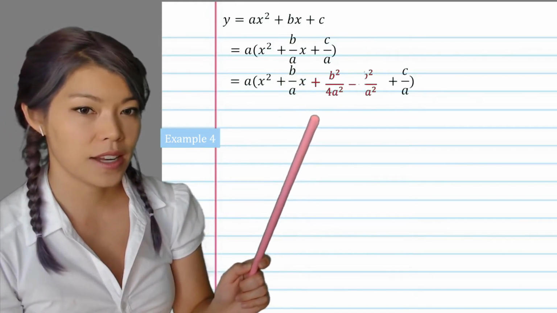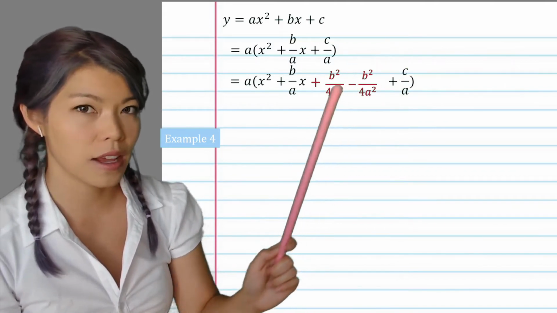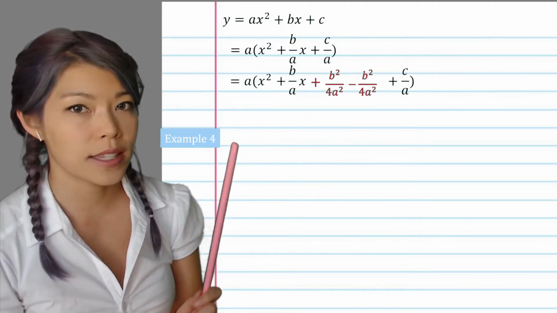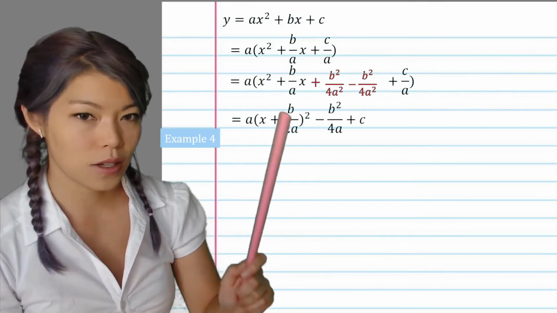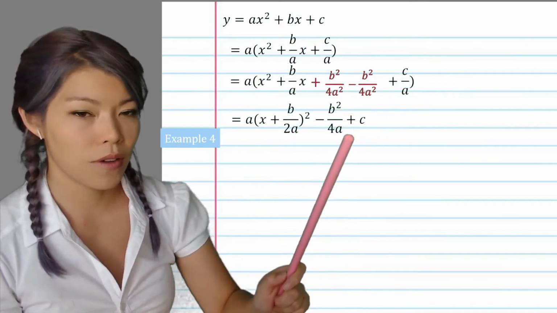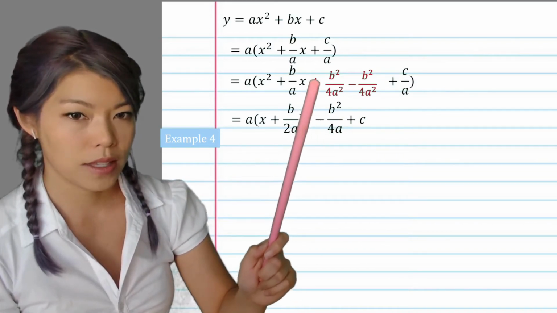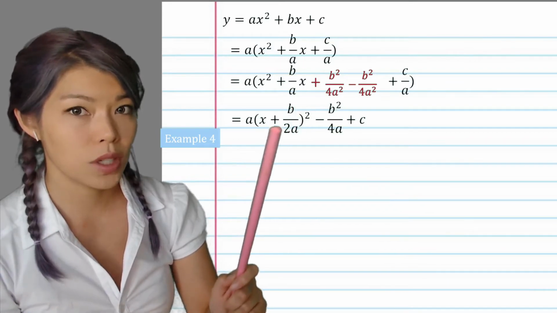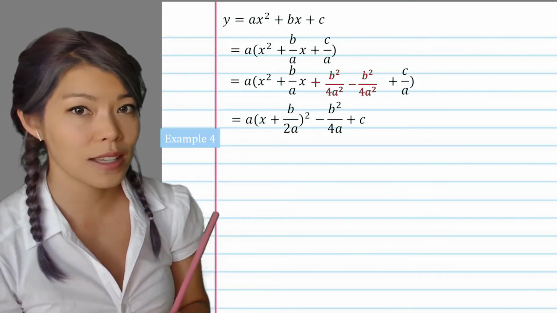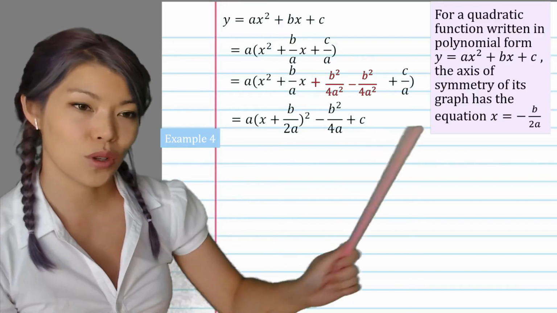And whatever you add, you have to subtract. But we're not too worried about that. Remember, we're looking for the value inside the bracket to give us the axis of symmetry. So now these 3 values we worry about. You can simplify that in your own time. But we can see that this perfect square is x plus b over 2a. So our axis of symmetry is minus b over 2a.